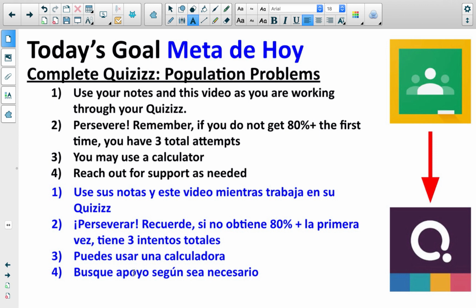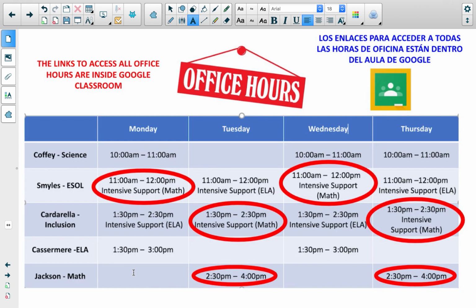And the last thing is remember office hours. If you need support and you feel like the phone is not going to be good enough, please come to office hours for that support. Go knock out that Quizizz, try your best, and persevere.